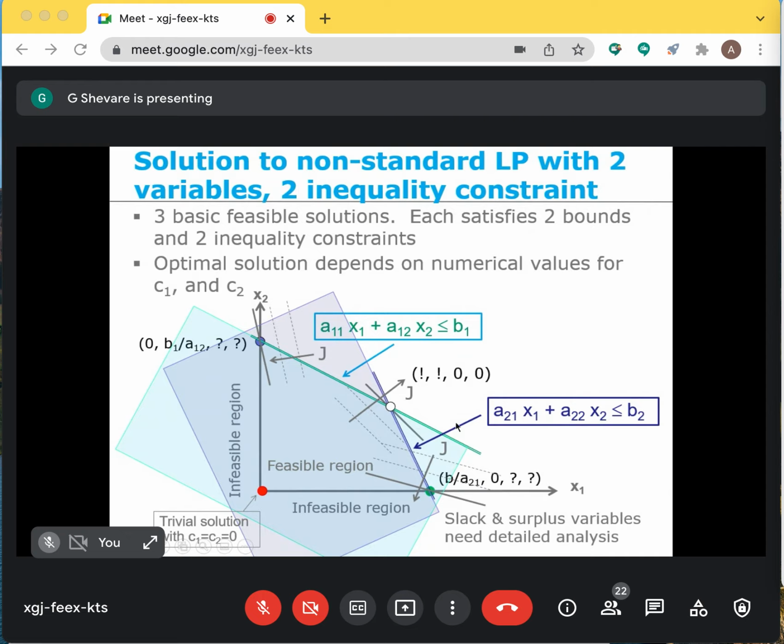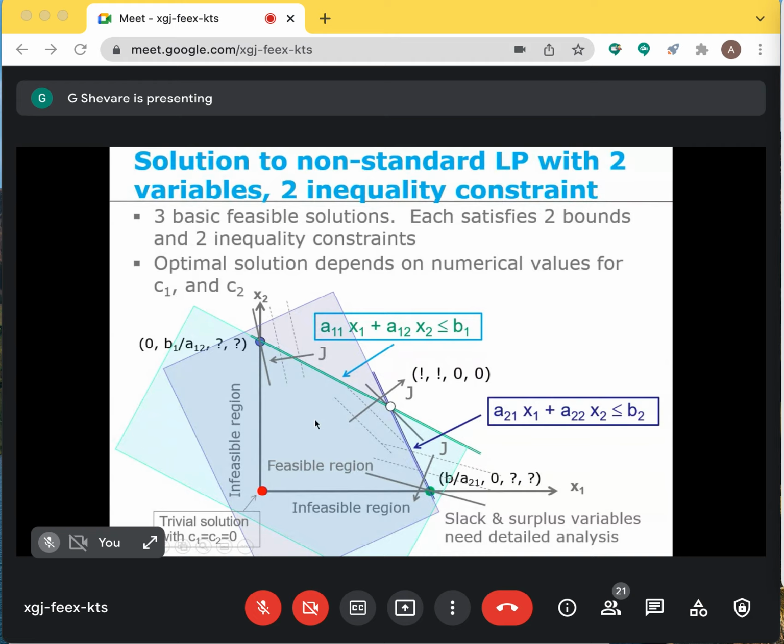But if there is one more constraint, A21 into x1 plus A22 into x2 less than or equal to B2, then the solution lies to the left of the blue line, which again I am showing by an arrow. So this is the region which I am supposed to search, and this is the region which we call the feasible region.